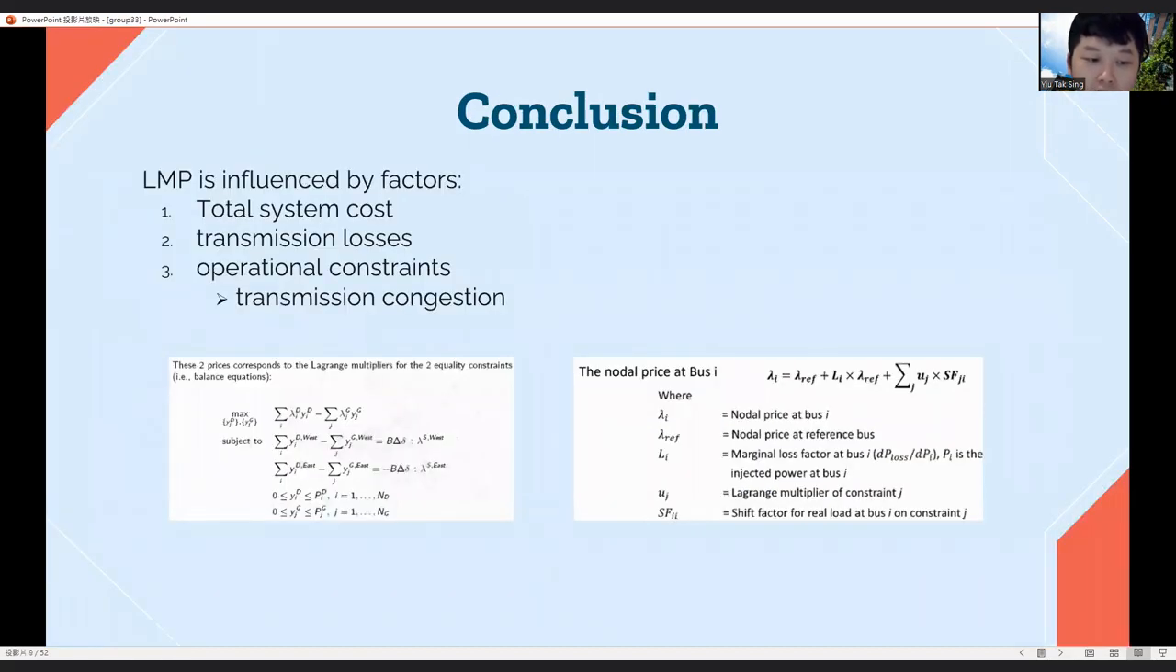In conclusion, our study of the EE524 system has demonstrated that LMP is influenced by factors such as total system cost, transmission losses, and operational constraints, including transmission congestion. Our findings contribute to a deeper understanding of the LMP under constraints effect.